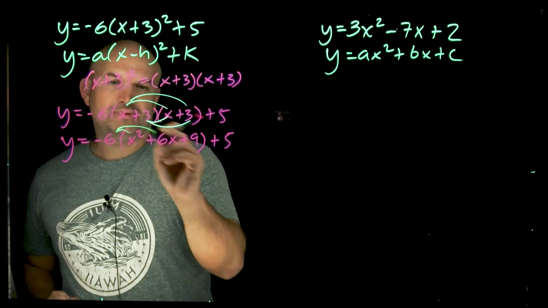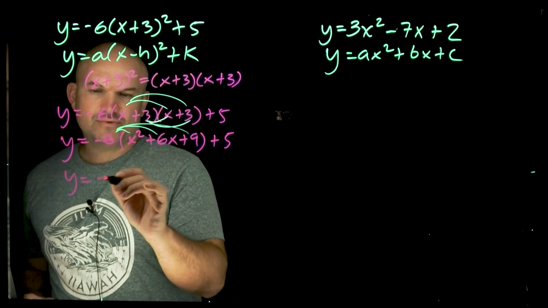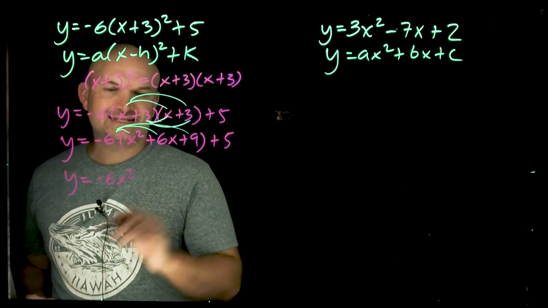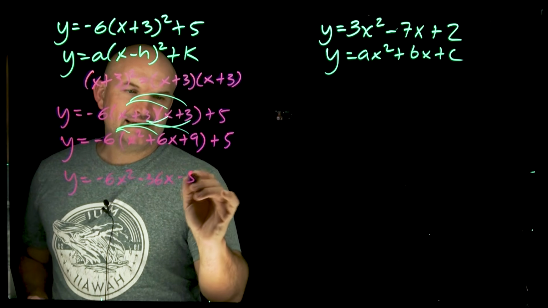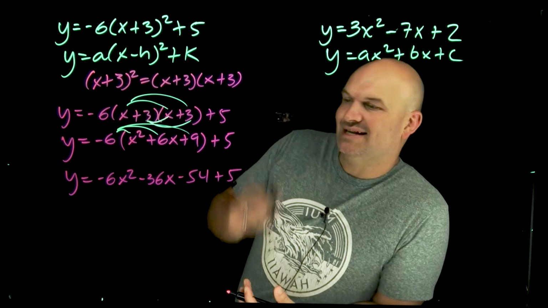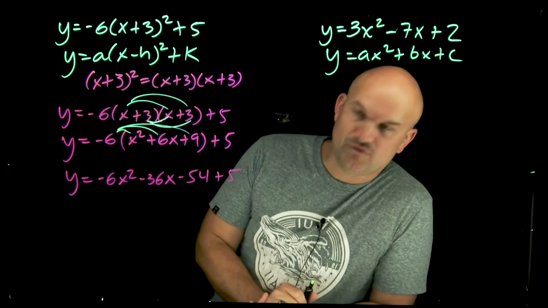So now I need to apply my distributive property one more time. -6 times x squared is a -6x squared. -6 times 6x is going to be a -36x. -6 times 9 is going to be a -54 plus 5. And now, ladies and gentlemen, the last thing I need to do is just add -54 plus 5, which is going to give me a -49.